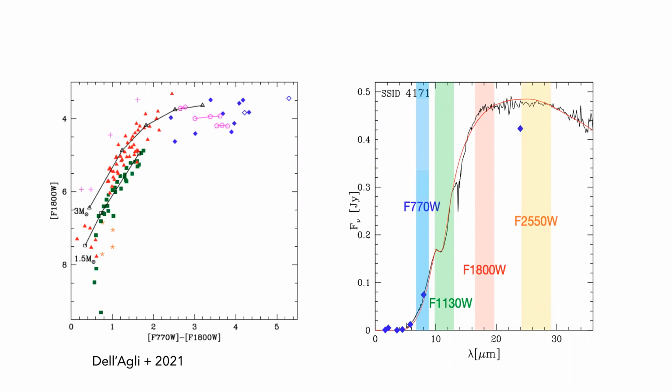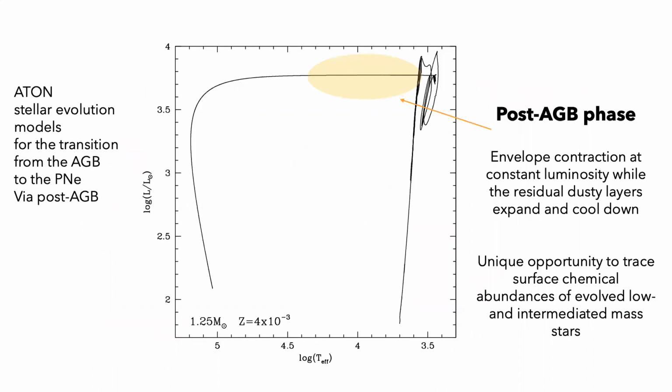We tried really recently to have another point of view to understand better what happens in these last phases of the AGB, looking at the post-AGB phase. So after the tip of the AGB, the star has lost almost entirely its envelope, starts contracting, and moves at constant luminosity towards the PNe phase, and then cools down in the white dwarf cooling sequence. And this is a quite rapid phase, but is really unique.